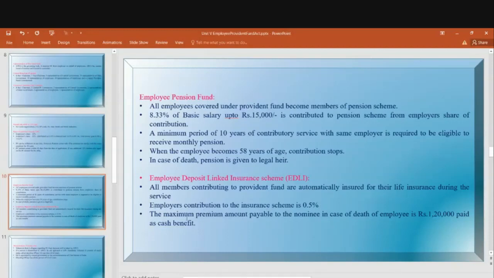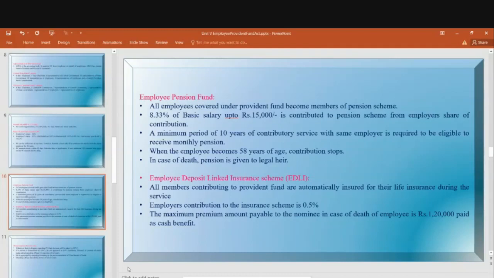And the maximum amount payable to the nominee in case of death of the employee is 1,20,000. It is actually paid as a cash benefit. So in the case of death of the employee, this is the maximum amount payable to the nominee. So this is with regard to the Employee Deposit Linked Insurance Scheme.